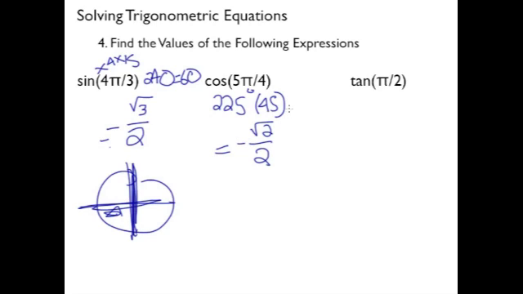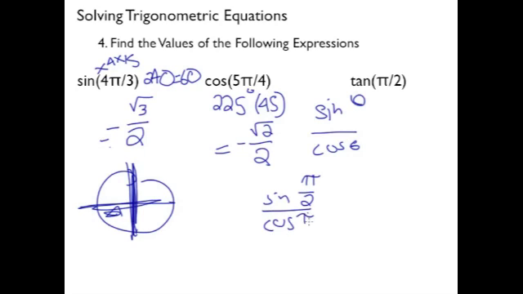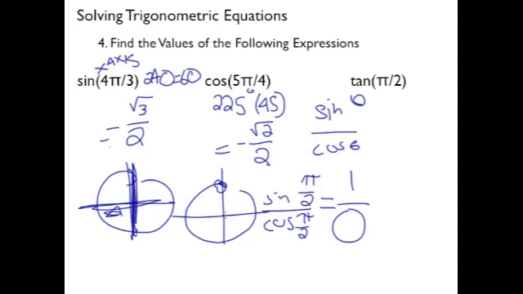Now tangent pi over 2. So as I said, sine theta over cosine theta is equal to tangent. So this means it would be sine pi over 2 over cosine pi over 2. And because this is at this point in the unit circle, I'll draw it here. It's right here. Sine is the height, so this would be 1, and cosine would be 0 because it's right here. So 1 over 0, is that possible?